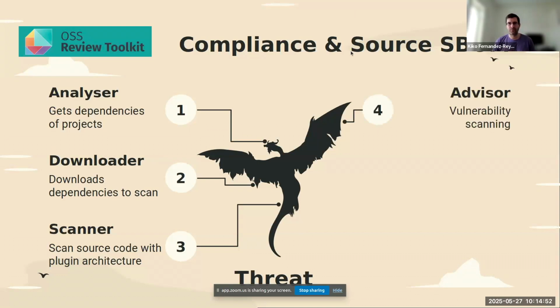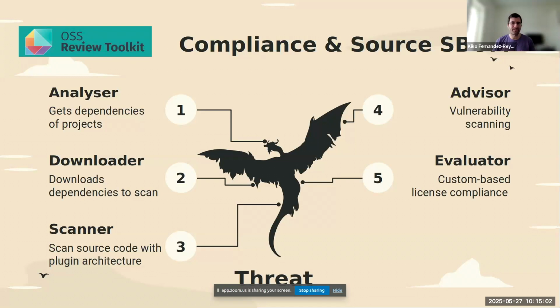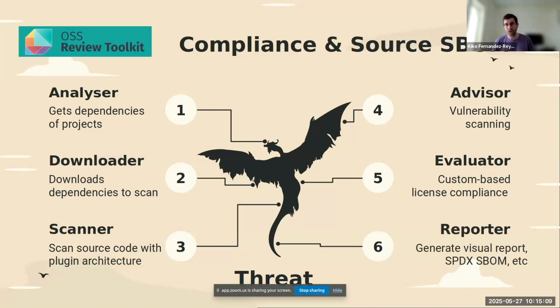After you have all the licenses and so on, you can run the vulnerability scanner. You can write your own custom license compliance using a domain-specific language in Kotlin that ORT provides. And finally, you can create a report. All of this sounds really good. The thing is, how many of these things worked for Erlang OTP out of the box? Not too many, let's say that, right? But we're going to see how we could really fix them. So let's start first with the analyzer.